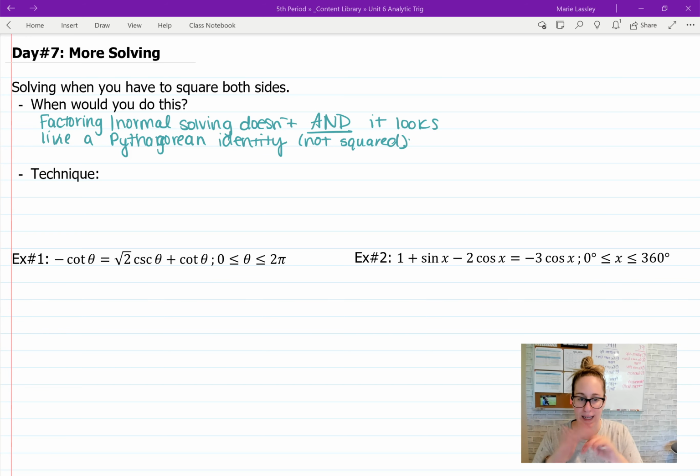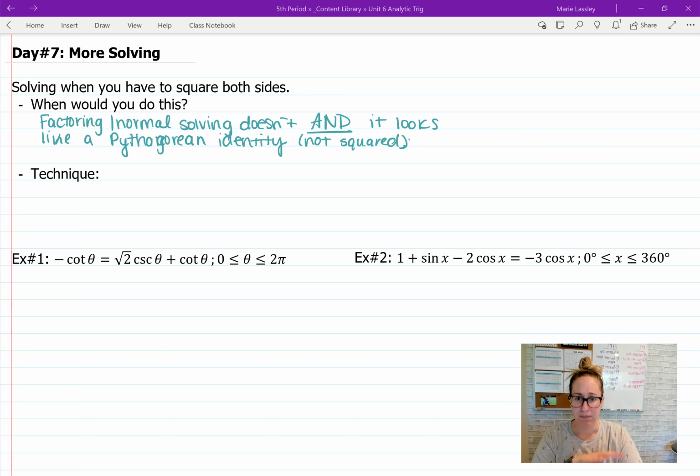So definitely this is, like I said, last resort. You look at your problem, you try factoring, you try taking out a GCF, you try maybe just getting x by itself. If none of those techniques work, and it looks like a Pythagorean identity, just maybe things aren't squared that you want to be squared. So maybe if you have sine plus 1 equals cosine. Well, we know that sine squared plus cosine squared equals 1, but in your problem you just don't have anything squared. So that's what I mean by it looks like a Pythagorean identity, just things aren't squared.